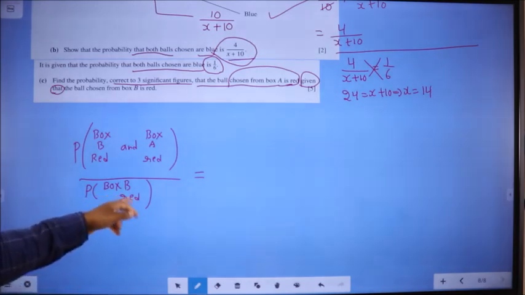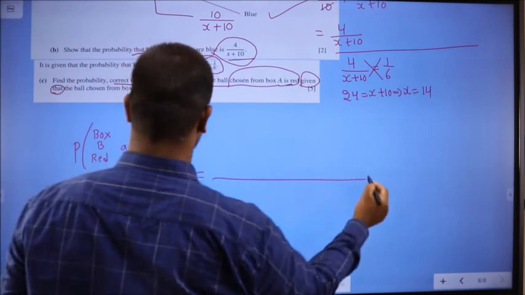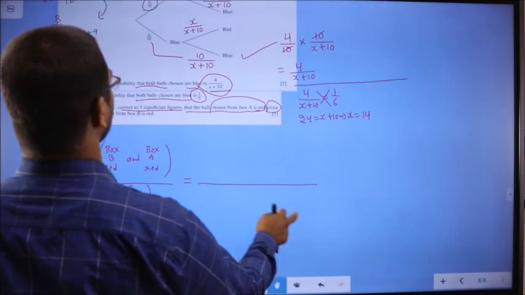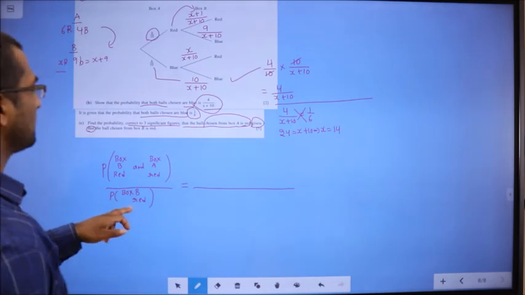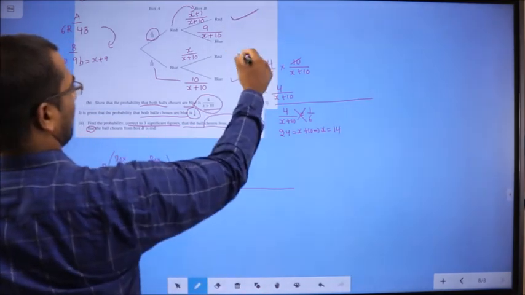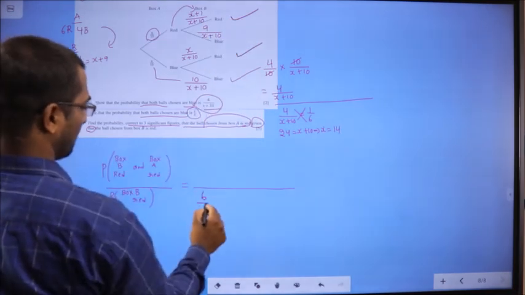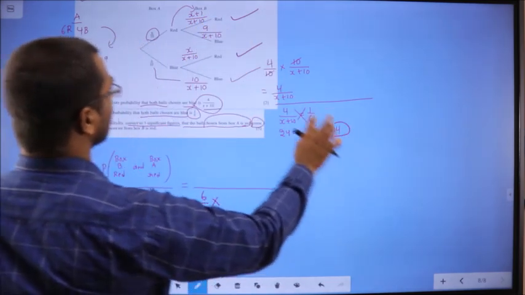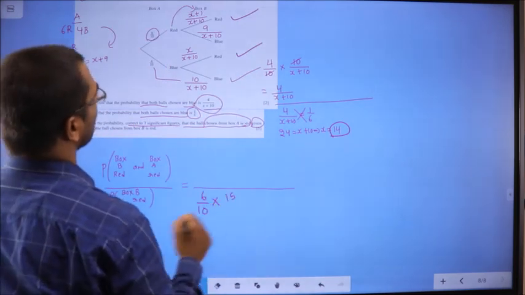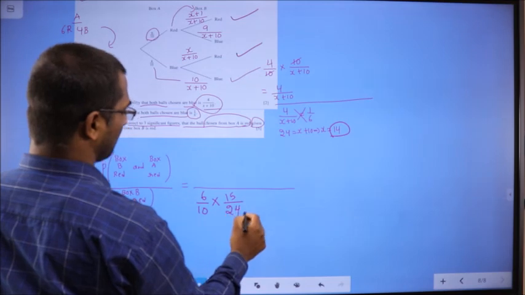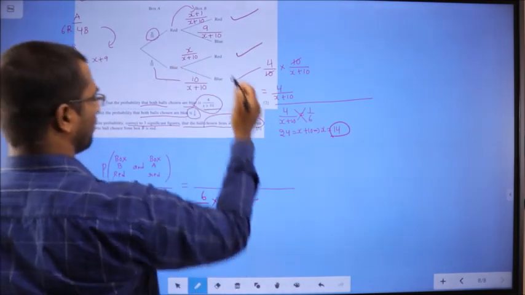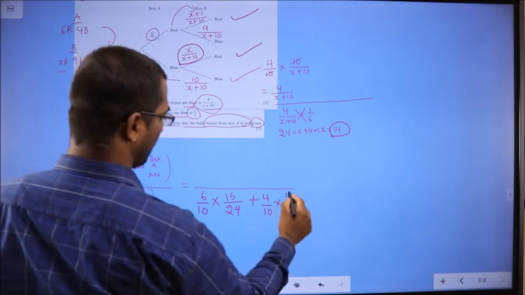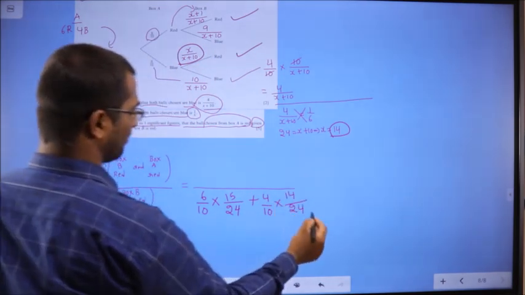So what is the probability of box B being red? How do we find that? Let us see. Box B is red is over here and also here. So I reach here by 6 by 10 into x plus 1 by x plus 10. Replace x by 14: 14 plus 1 is 15, by 14 plus 10, 24. Plus here also I get a red, so 4 by 10 into x, replace x, 14 by 14 plus 10, 24.